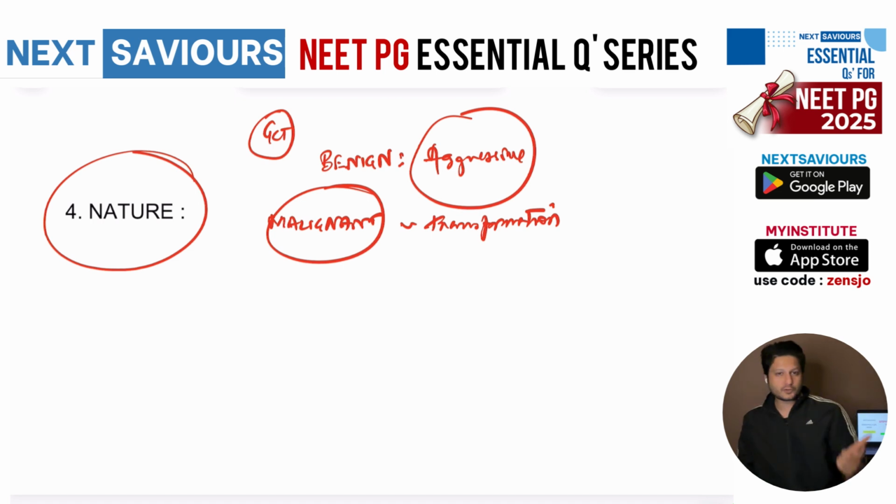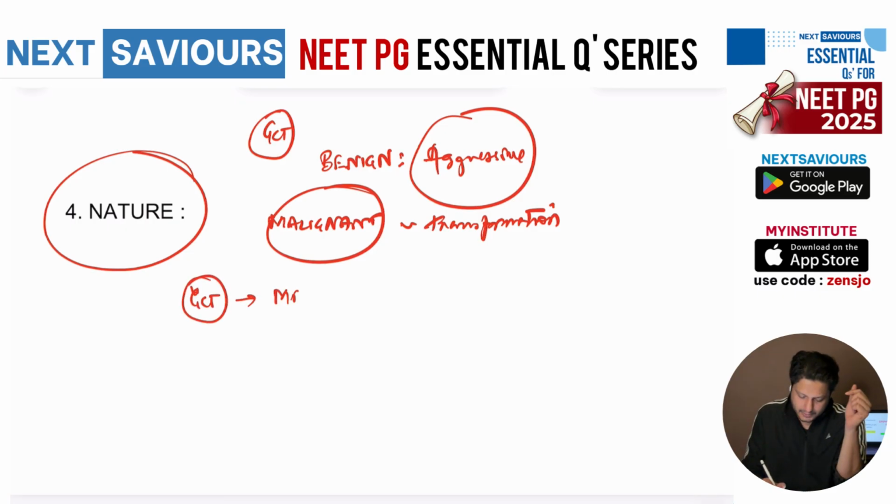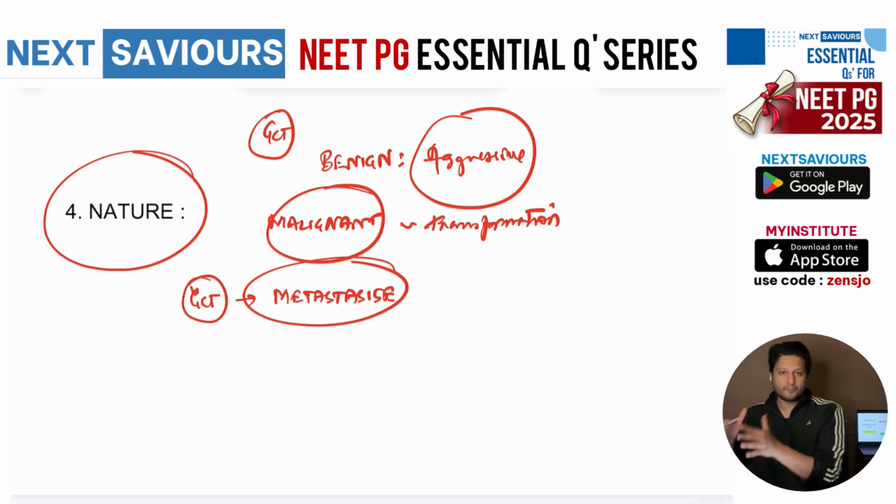Now, if I ask you one question: can the GCT itself, as a tumor, metastasize? So yes, there is also a possibility for the GCT, as a benign tumor, to metastasize. But there are two conditions associated with this metastatic phenomenon.